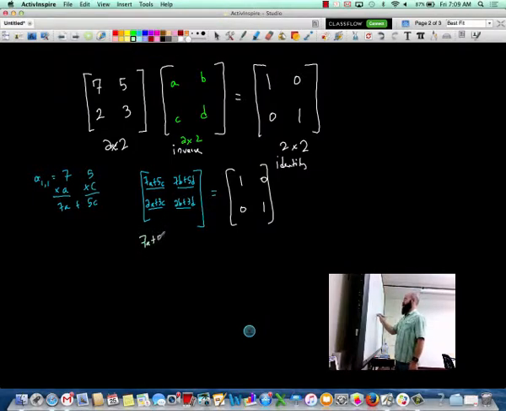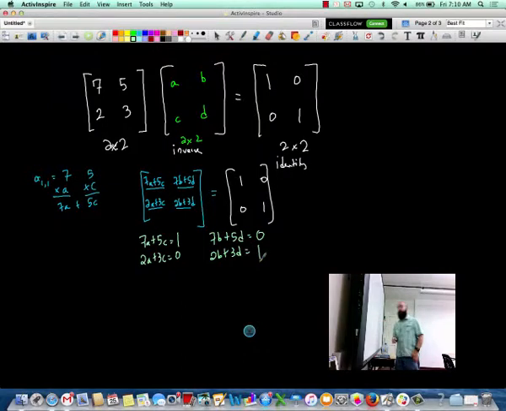7a plus 5c, which is in row 1, column 1, has to equal the 1 in row 1. Likewise, 7b plus 5d has to equal 0. 2a plus 3c has to equal 0. 2b plus 3d has to equal 1. So if you look at what we've gotten when we set those corresponding elements equal to each other, we've got two systems of equations, each in two variables.